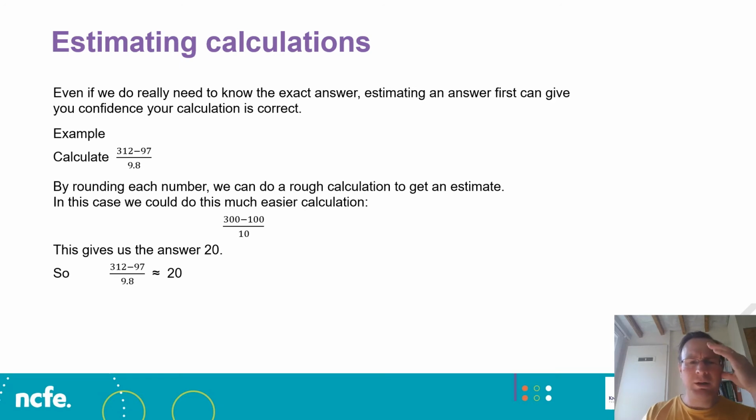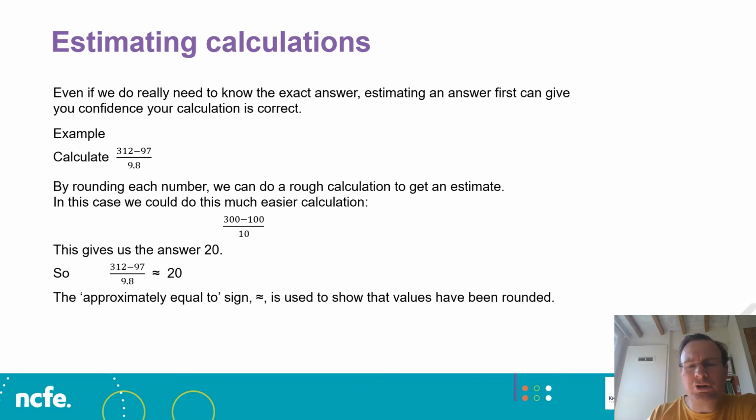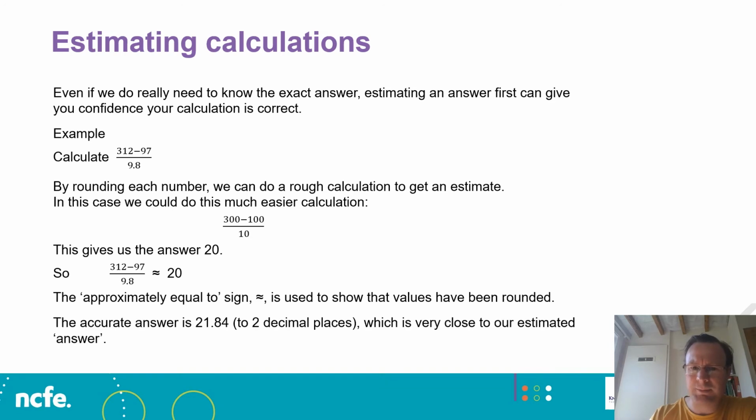So here we end up with 312 minus 97 over 9.8. We estimate at 20. So there's another symbol for us to use. This sort of slightly squiggly equal sign shows that it's estimated at 20. So the approximately equal to sign is used to show that values have been rounded, to interpret that result with a degree of caution and show that it's being used as a suggestion and an estimation.